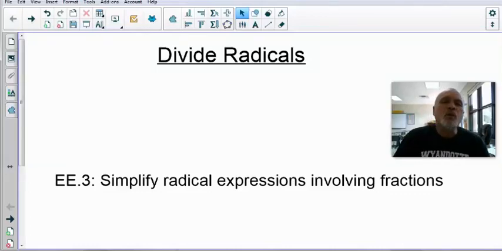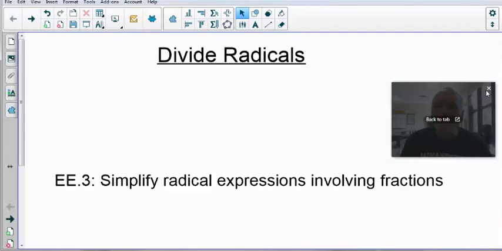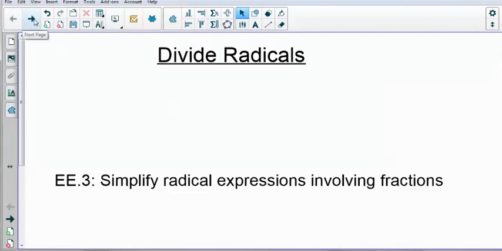Okay, welcome back. This time we're going to look at how to divide radicals. And as you know, all fractions are basically division problems. So the assignment actually reads simplify radicals involving fractions, but it's division. It's the same thing. So let's go ahead and get rid of this and move on.